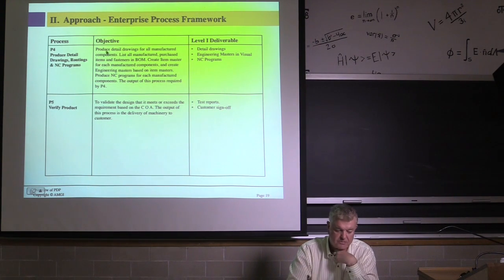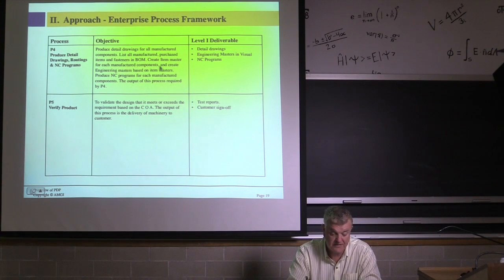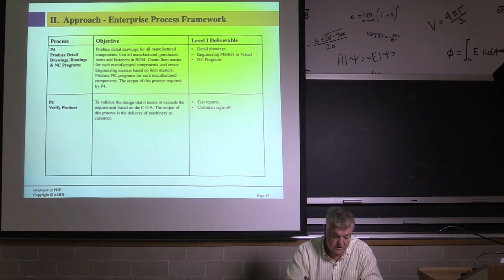Produce detailed drawings, produces detailed drawings for all manufactured components, list of all manufactured, purchased items and fasteners in the bill of material. You create the item master for each manufactured component in the ERP system, which is then used to drive the bill of material and the routings and the tooling and work center data and so on.